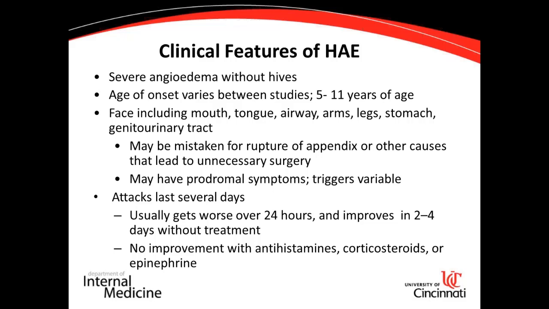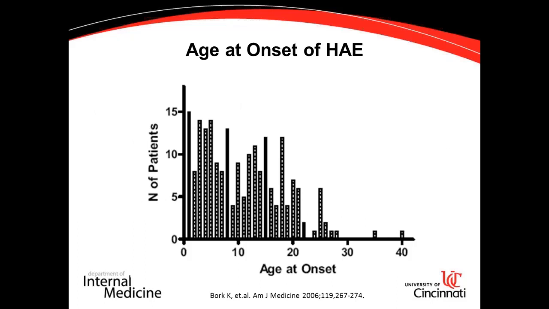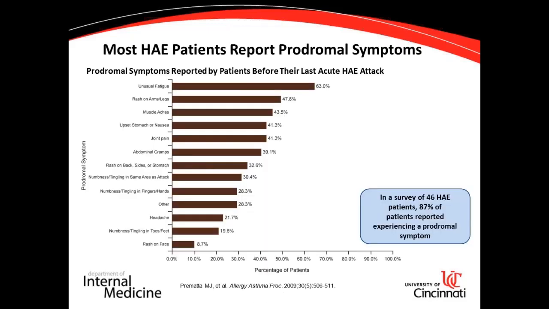Attacks usually get worse over 24 hours and improve over 2 to 4 days without treatment. They are not responsive to conventional therapies like antihistamines, corticosteroids, or epinephrine. This is just a slide from Conrad Bork's study that showed the average onset around 10 to 13 years of age. However, studies we've done showed that the age of onset can be earlier, at 5 to 6 years of age.